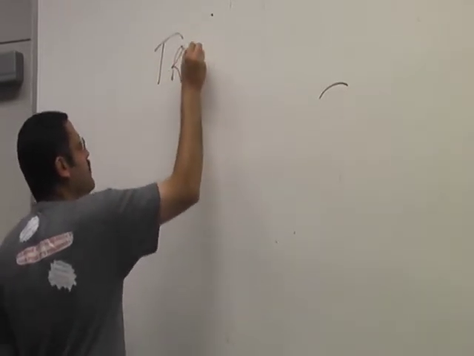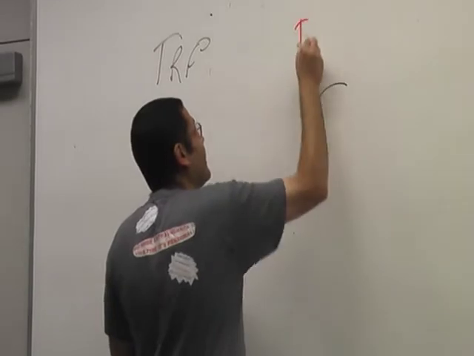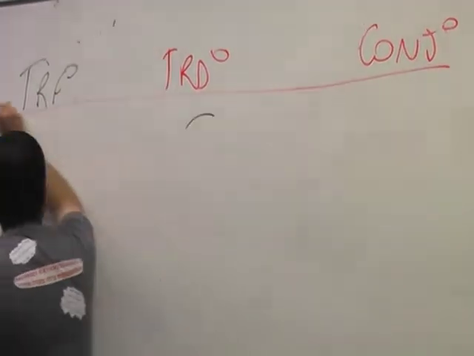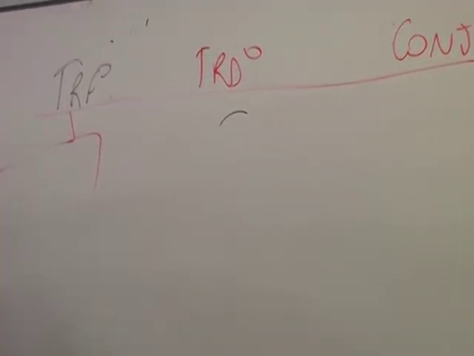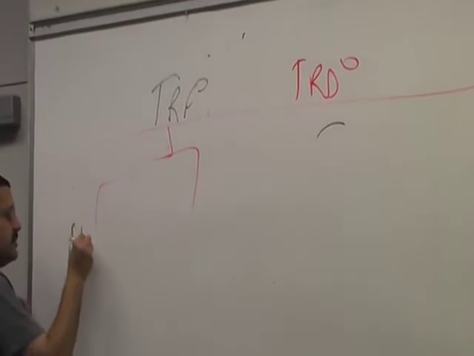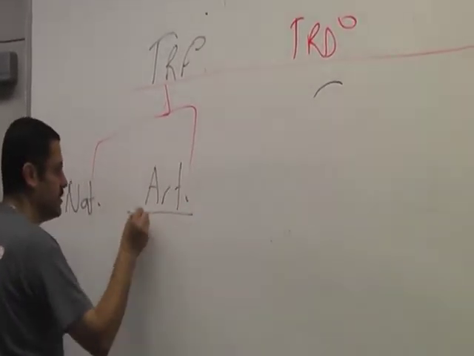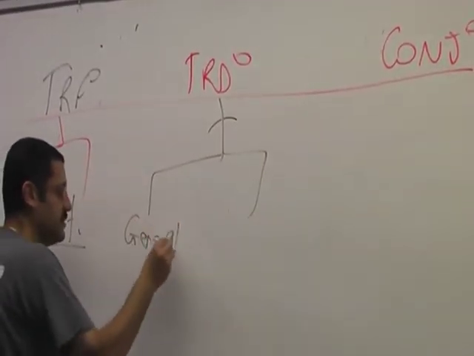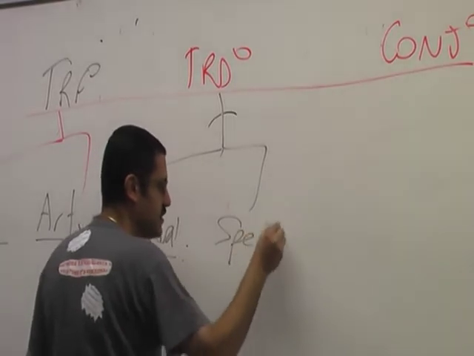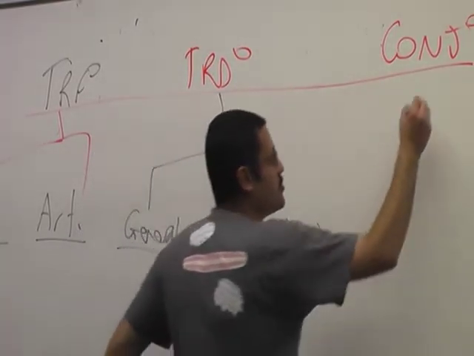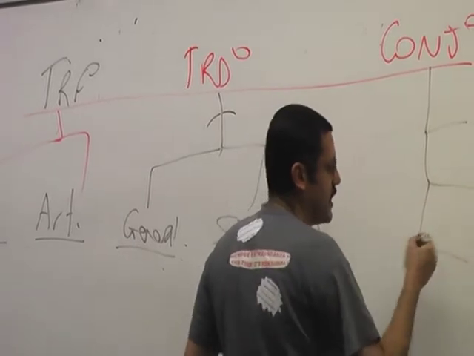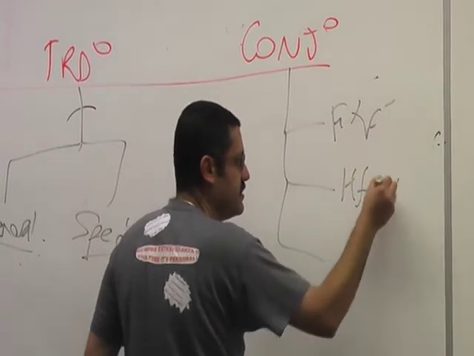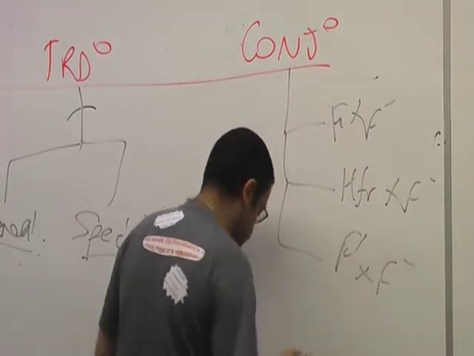So remember, we talked about transformation, transduction, and conjugation. So here again, you can divide it into, with transformation, you have two types. You have natural and artificial. Transduction is two types, generalized and specialized. I'm not going to go through all the details. With conjugation, it's really three types, right? Actually, more than three types. But F plus, F minus, Hfr, F minus, and F prime, F minus.